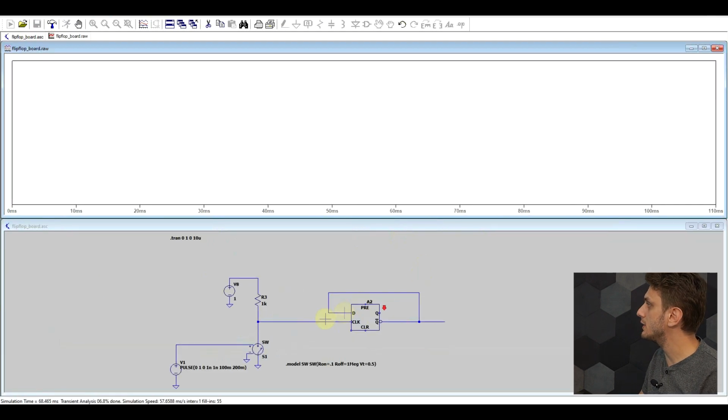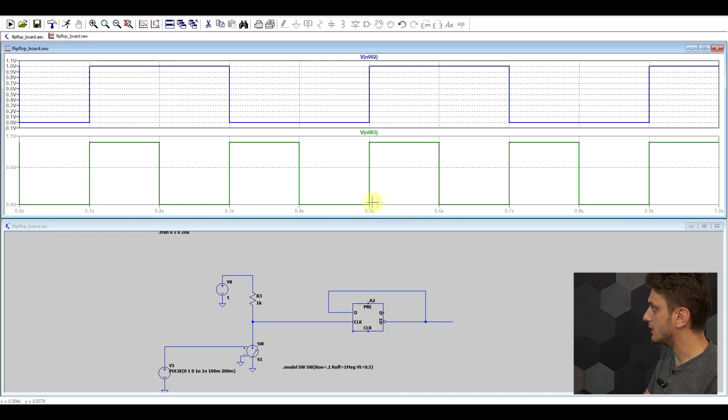And if we run this thing, we see our input signal on the lower screen. This is the signal coming into the clock input of the D flip-flop. And then on the upper screen, we're seeing the output. And this is exactly what we want. The output is switching every time the button is being pushed. So the first time the output is turning on, second time it's turning off, and so on.